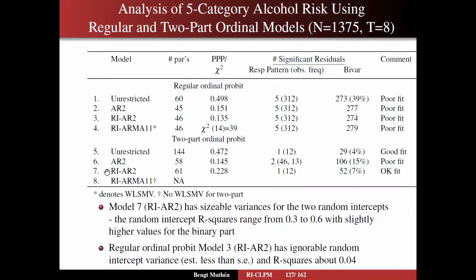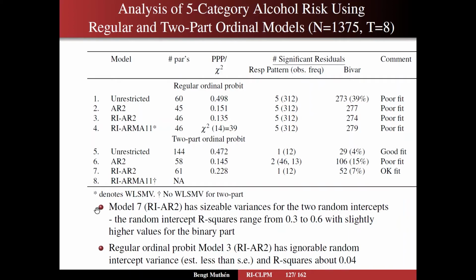Going to RIAR2, we get a decent fit in the frequency sense as well, so we can stay with that. In this case, we cannot yet do RI-ARMA. It's not available for the reason that RI-ARMA can't be done by Bayes yet, and RI-ARMA has to be done by WLSMV, but WLSMV is not suitable for two-part because it does not handle missing data in the way that's needed for two-part.